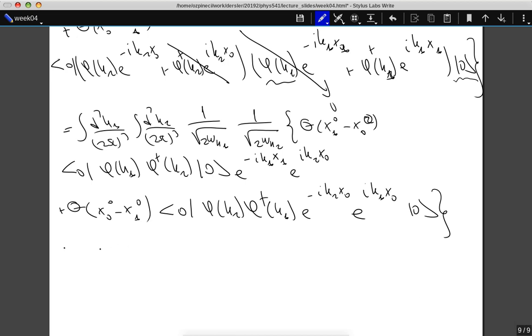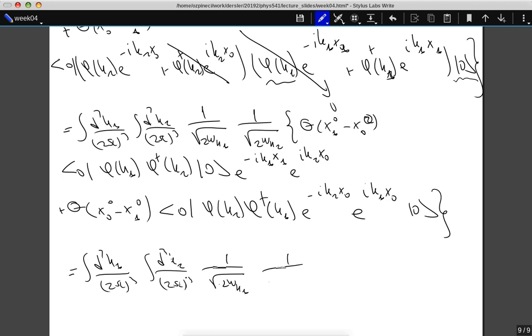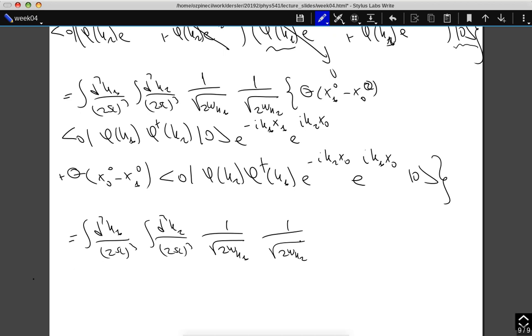Well, let's continue. d cubed k1 divided by 2 pi cubed, d cubed k2 divided by 2 pi cubed, 1 over all these factors, then I have the step function, then I have the vacuum, phi k1, phi dagger k2.